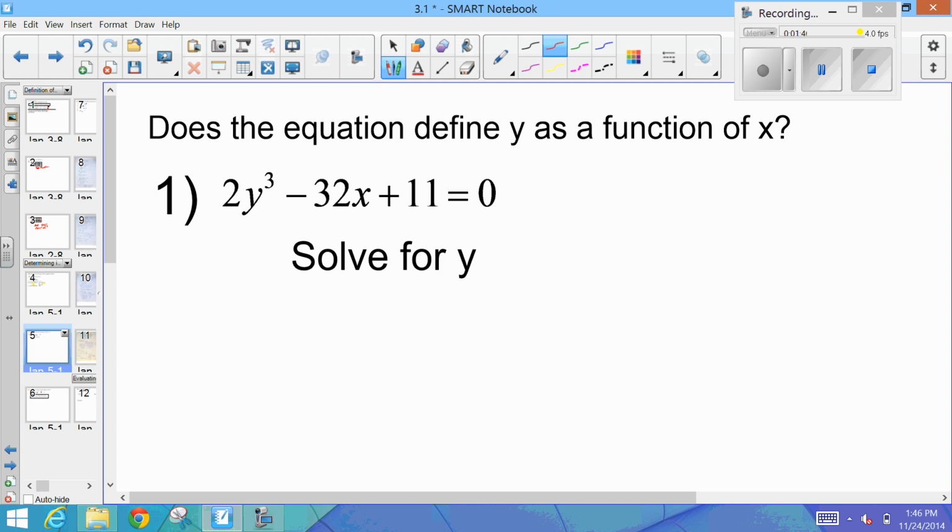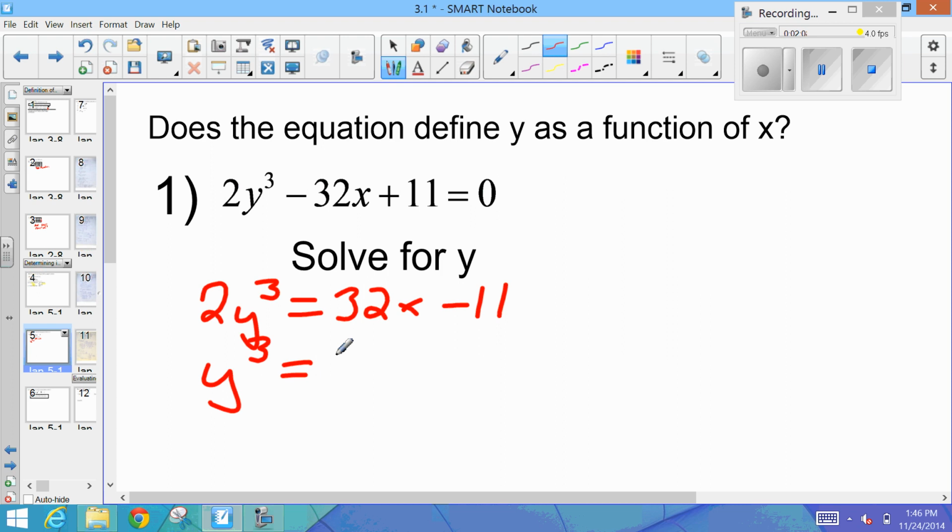Here is a first question. Does the equation define y as a function of x? What I'm going to do is I want to get y all by itself. So I'm going to solve for y. First, I'm going to add 32x and subtract 11. I'm going to divide by 2. And then I'm going to take the cubic root.